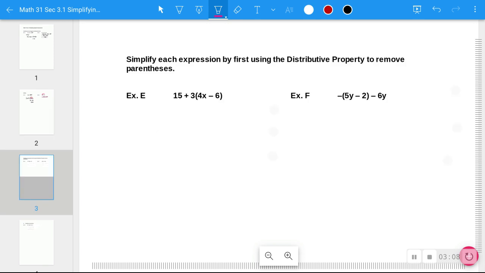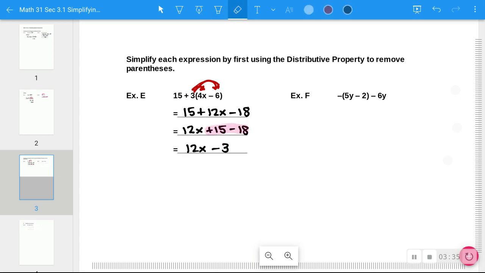Okay, example E is we've got a 3 times 4x, that should be 12x, and a 3 times negative 6. So let me uncover that. And then I'm going to rearrange by putting the 12x up front. And then at the back here, where it says 15 minus 18, we're going to combine those like terms, and that gives negative 3. So our answer is 12x minus 3.